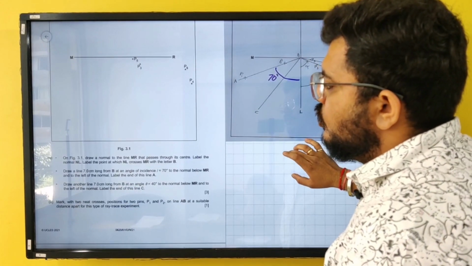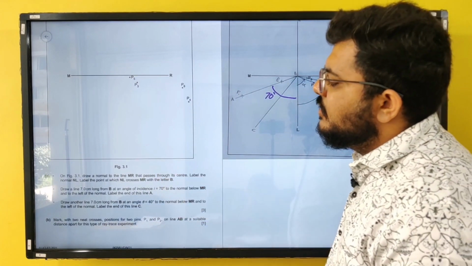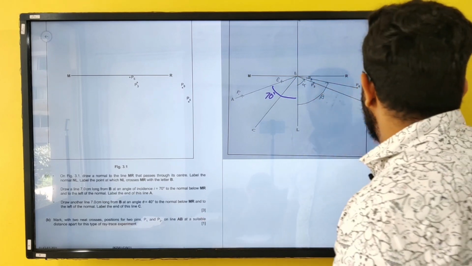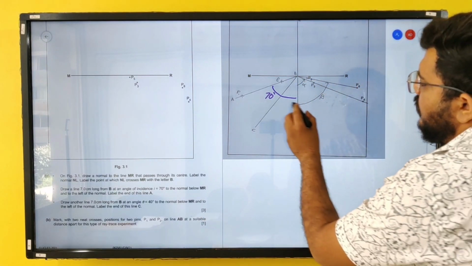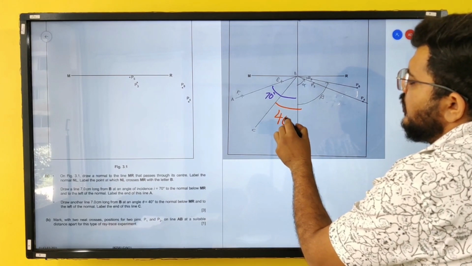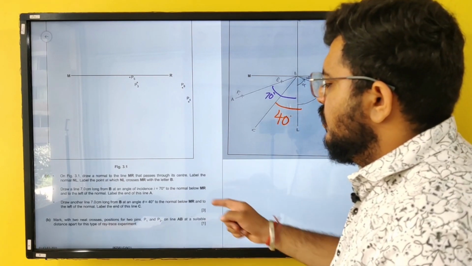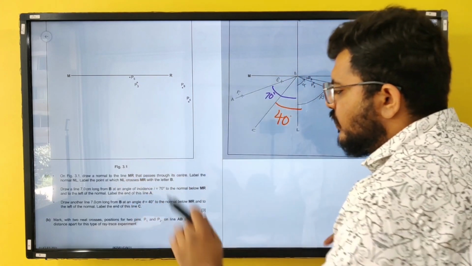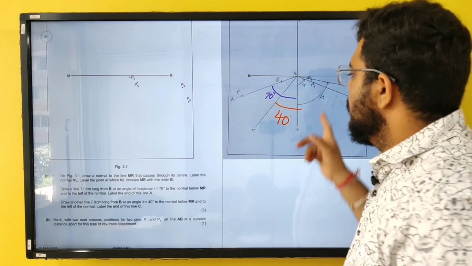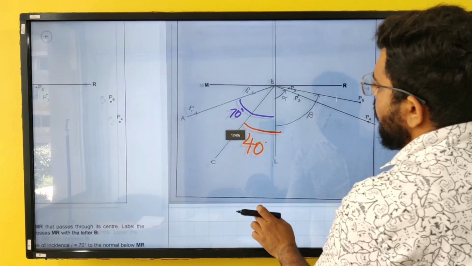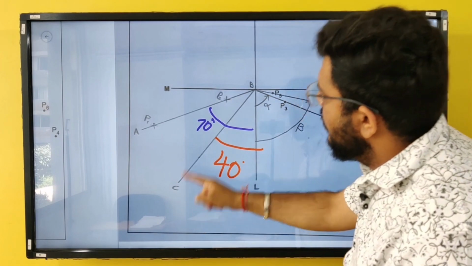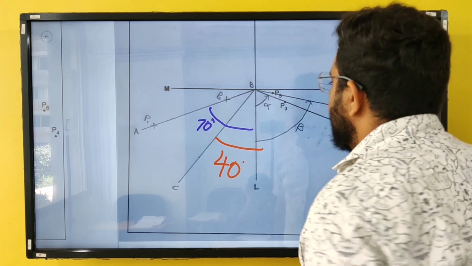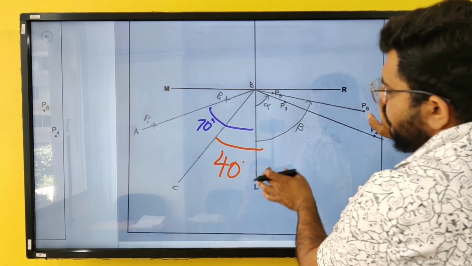Let's go back. Draw another line 7 centimeter long from B at an angle of theta equals 40 degrees. So in the same figure, this must be 40 degrees, to the normal, again below MR and again on the left hand side. Name the end point as C. So that's what I have done. Let me quickly show that to you. So this is C, B, this angle is 40 and it's a straight line of about 7 centimeter.